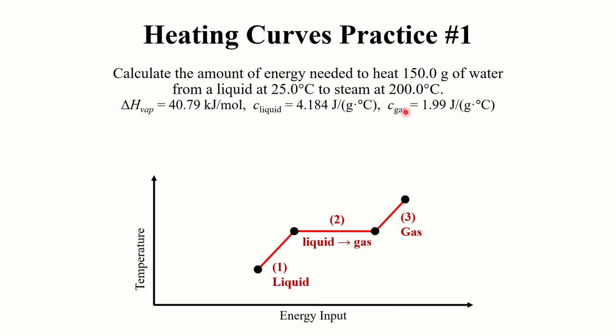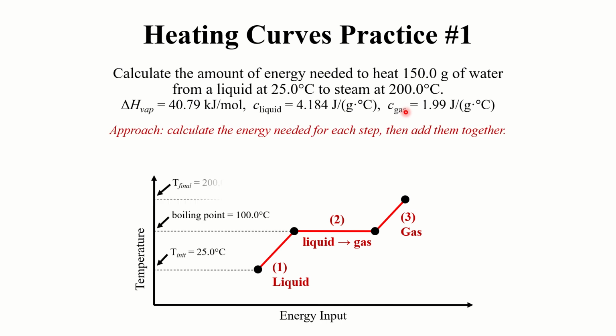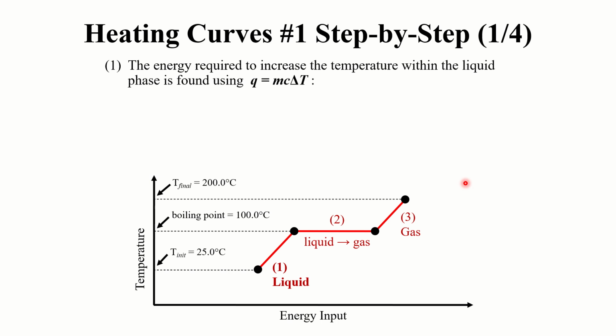as a gas. So our approach is to calculate the energy needed for each step, and then add them together. We're going to calculate the energy needed to heat up the liquid, calculate the energy needed to convert the liquid to a gas, and then calculate the energy needed to heat up the gas. Let's first start with the energy required to increase the temperature within the liquid.